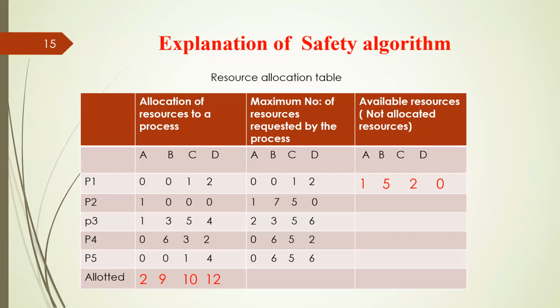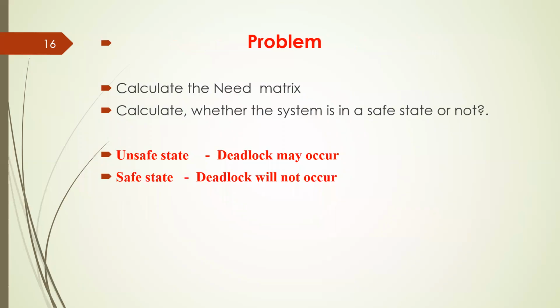And at last, the number of resources not allotted to any process is 1520. These many resources are not allotted. Okay, 1520. Let's go to the problem. What's the problem? First, calculate the need matrix. Second, calculate whether the system is in safe order or not.